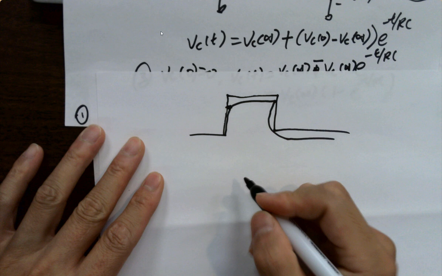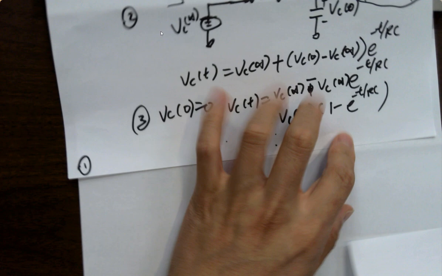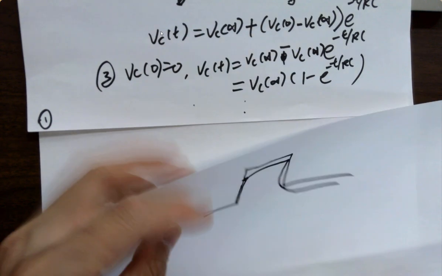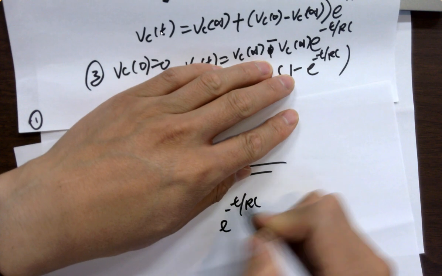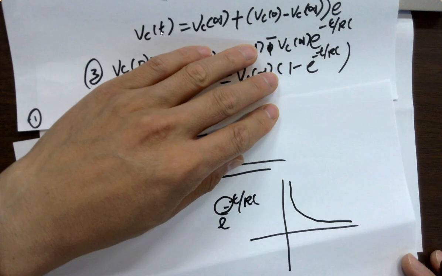So since I don't have time to run the simulation, okay, if you look at this one, the attenuation factor here, what that looks like, if you draw the curve here, it's e to the minus t over RC. It's a minus first, right? So that looks like this. Agree with that?